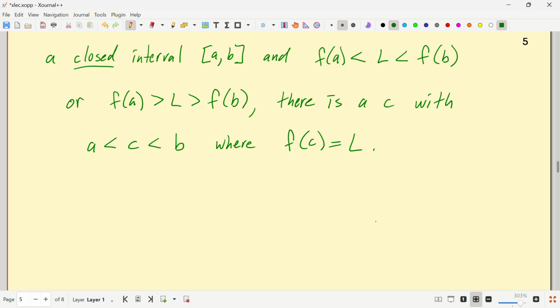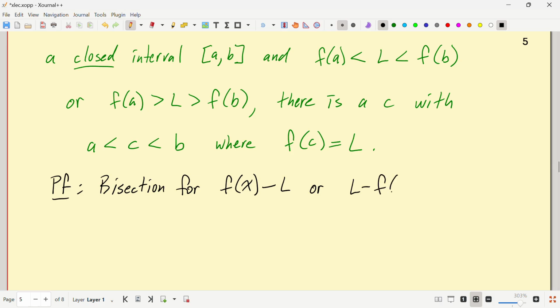Exactly the same. I would just take my function minus L and do the bisection method. Or let's see, if I wanted to have the left side negative and the right side positive, I'd take f of x minus L. And if I wanted to do the other case, I would take L minus f of x.